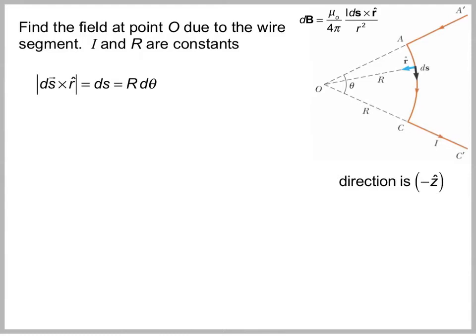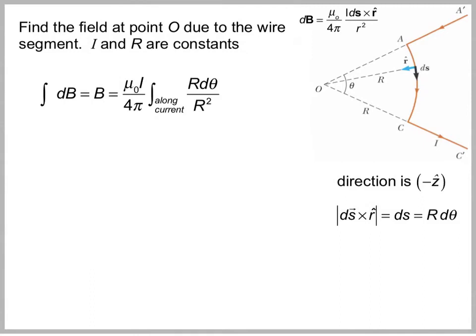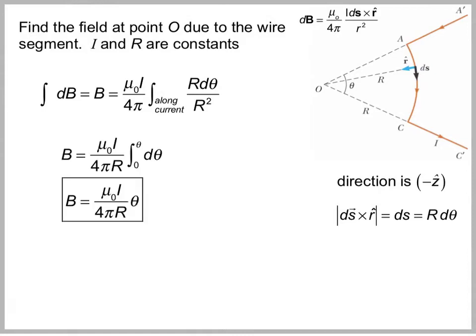They're perpendicular to each other already, so the sine of that angle goes to 1. And ds along the line segment is just r d theta. So integrating the Biot-Savart law, I get B is equal to mu naught I over 4 pi times the integral of ds, which was r d theta, over r squared. Now r is a constant, so the 1 over r comes out, and I just end up integrating d theta from 0 to whatever angle. So the magnetic field is mu naught I over 4 pi r times theta.